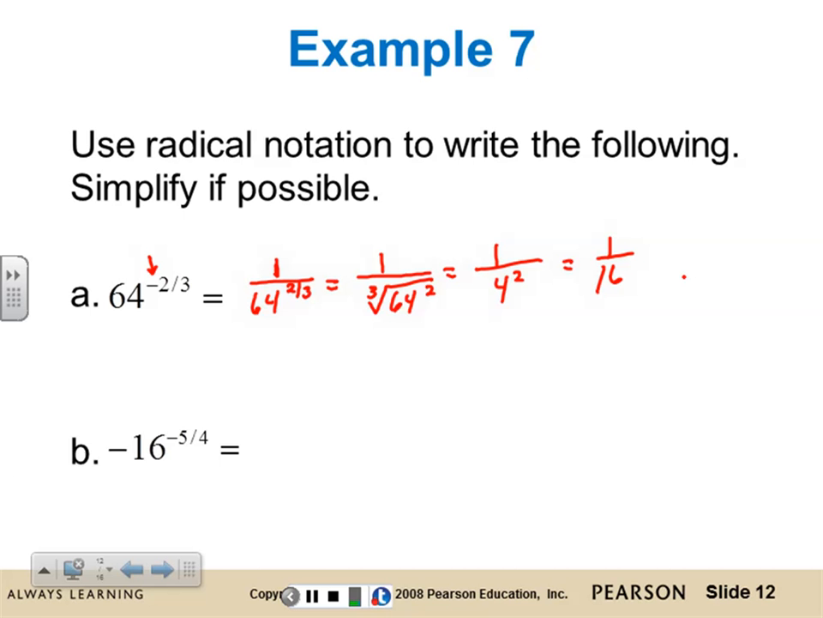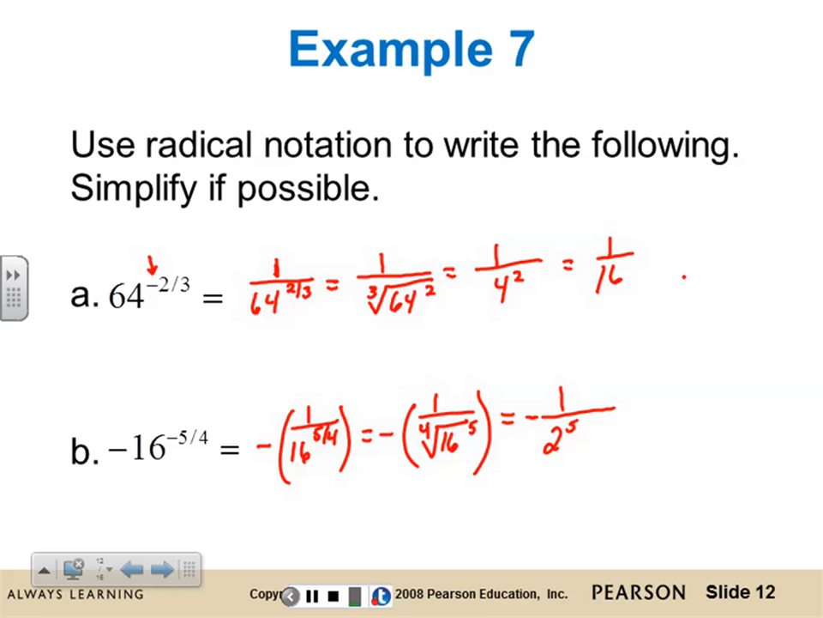So with this one, be careful with your negatives. Be very careful with your negatives. That says to take the opposite of 1 over 16 to the positive 5/4. So we're going to have the opposite of 1 over the 4th root of 16 raised to the 5th power, power over index. And so we're going to have the opposite of 1 over the 4th root of 16 is going to be 2 to the 5th power. So we're going to have the opposite, or negative 1 over 32.